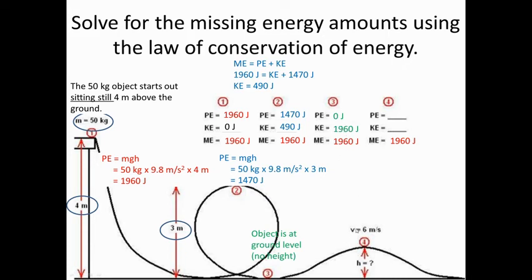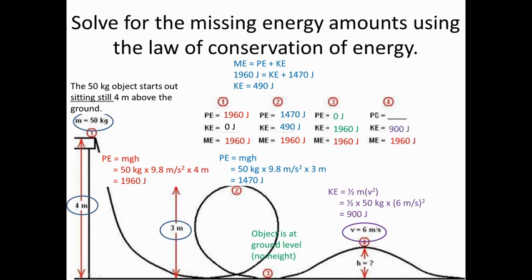And for this one, we know the speed. The speed is 6 meters per second. And so you can use the speed to find the kinetic energy. Plug that into your equation here: 1/2 the mass times the speed squared. So you plug those numbers in, and what you end up with is 900 joules of kinetic energy. So you plug that in for the kinetic energy.